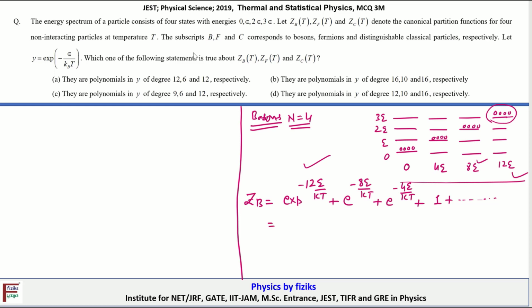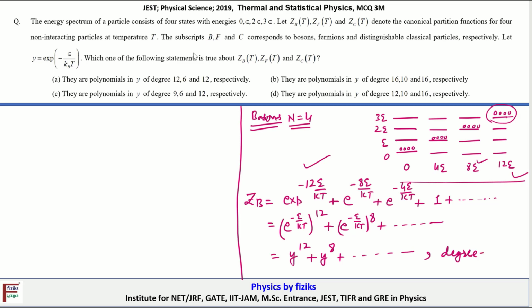Okay, so this can be written as exponential minus E/kT to the power 12 plus exponential minus E/kT to the power 8 plus so on, or this is equal to y^12 plus y^8 plus so on. So that means here, for the case of the bosonic system, the degree of the polynomial is 12. The same way for the classical system also.